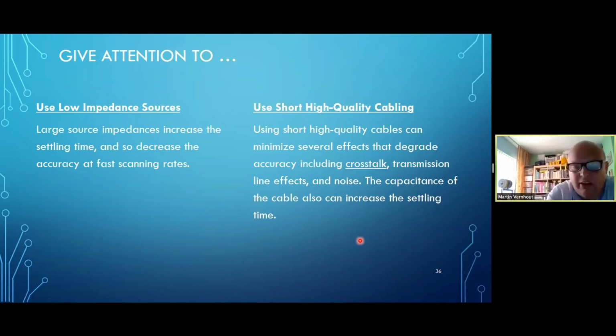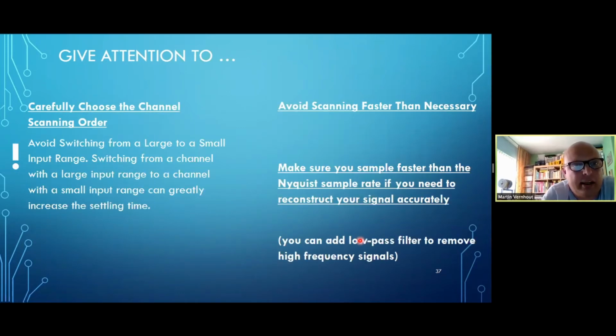Use short, high-quality cabling, because everything you cable in the outside world is sensitive to crosstalk, pickup, etc. So keep it short. And the capacitance of the cable can increase the settling time if it is not driven by a low impedance source. Carefully choose your channel scanning order, because with a multi-channel multiplexed ADC, we are switching from channel to channel, and we might be switching the gain as well. And if we're switching from a large to a small input range, that increases the settling time for the channel with the small input range, so the high gain.